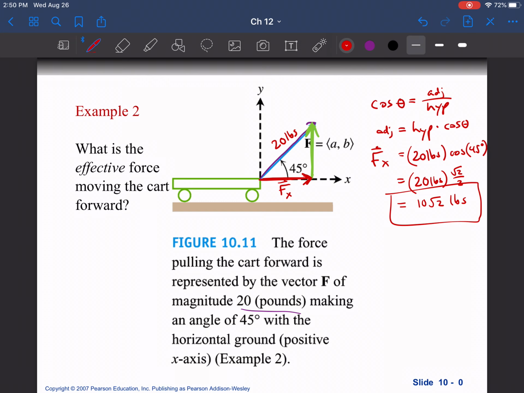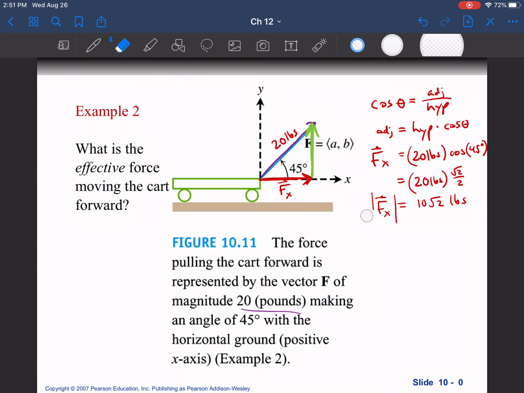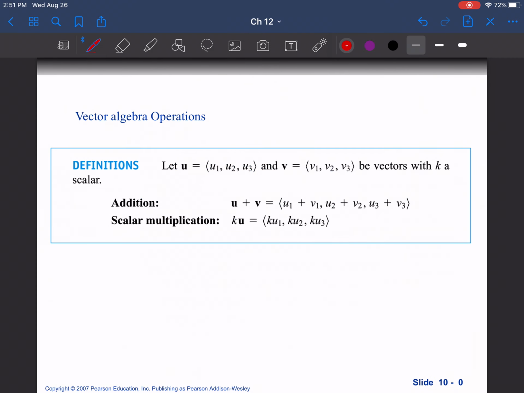So what we have here is just the magnitude of that. If we wanted to, you could add a little x direction indicator to it, but we haven't talked about that yet, so we're going to leave it like that. The magnitude of that is that. So that's what we're finding. Hopefully that made some sense.